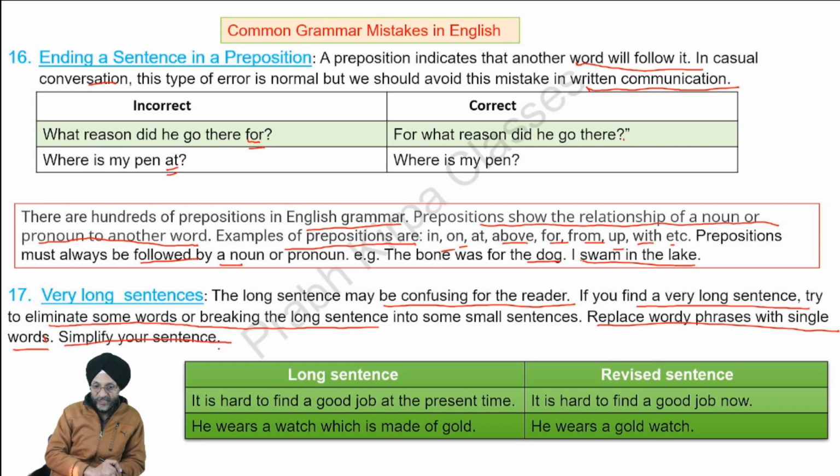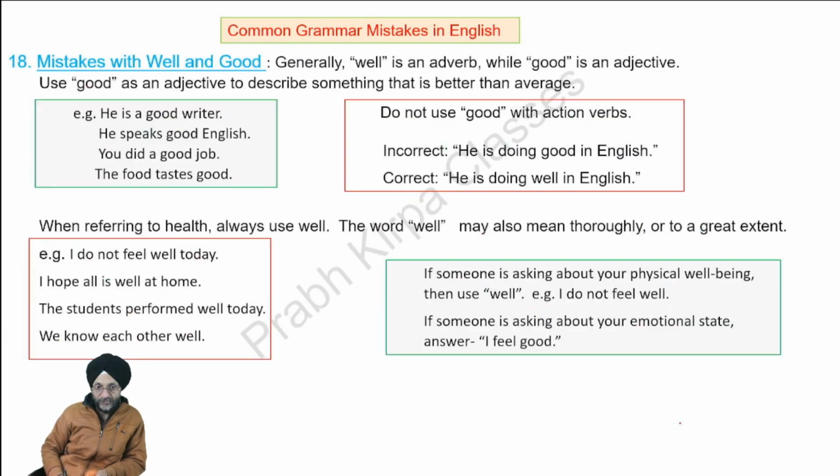Simplify your sentence. For example, it is hard to find a good job at the present time. In place of at the present time, we can use the word now. It is hard to find a good job now. He wears a watch which is made of gold. The revised sentence which will be proper is: he wears a gold watch.